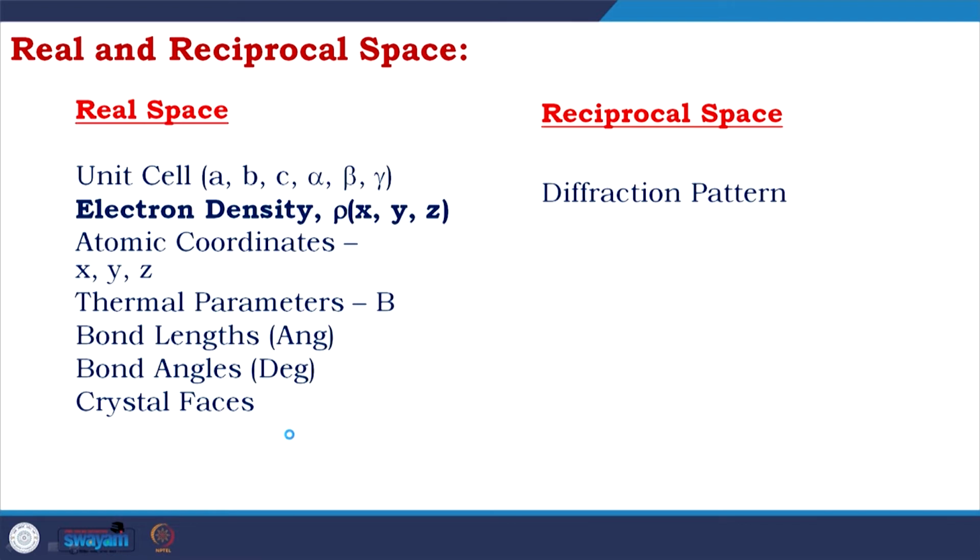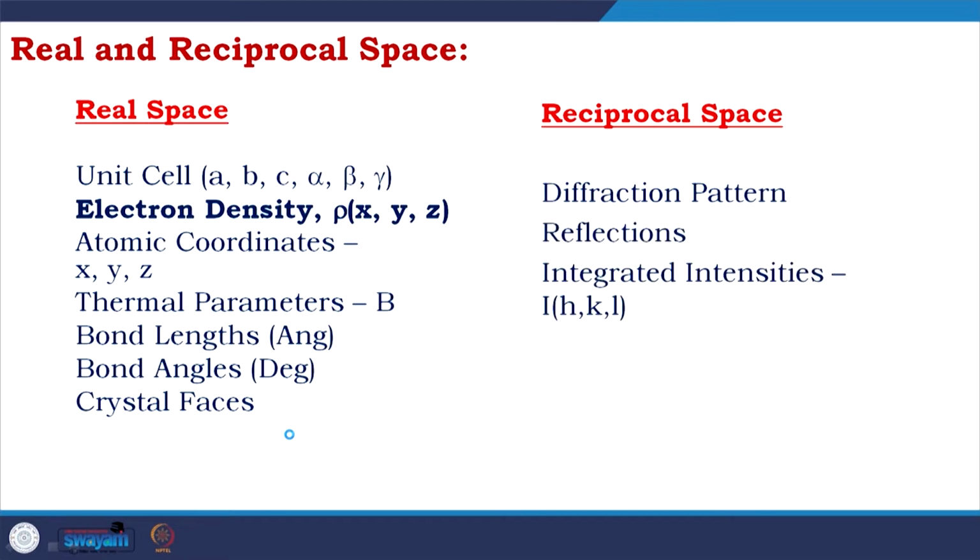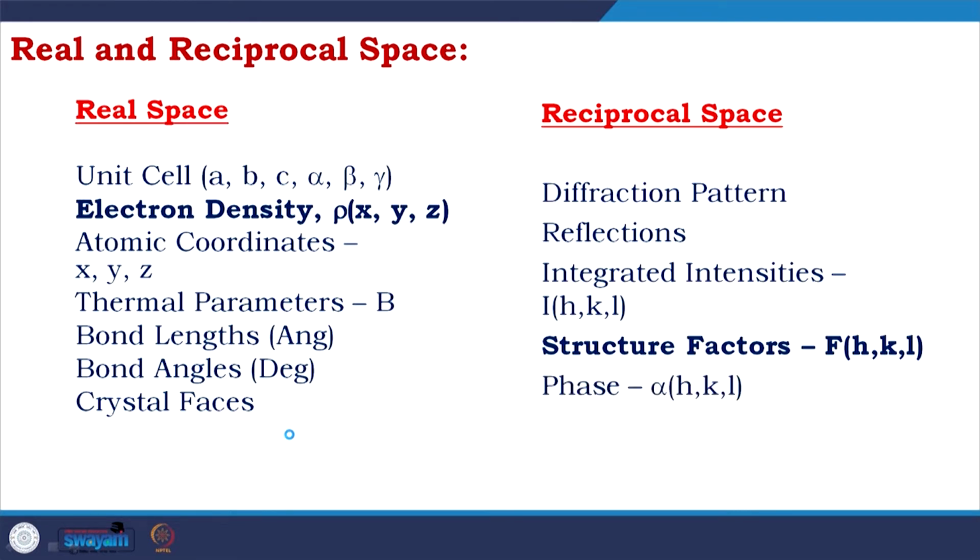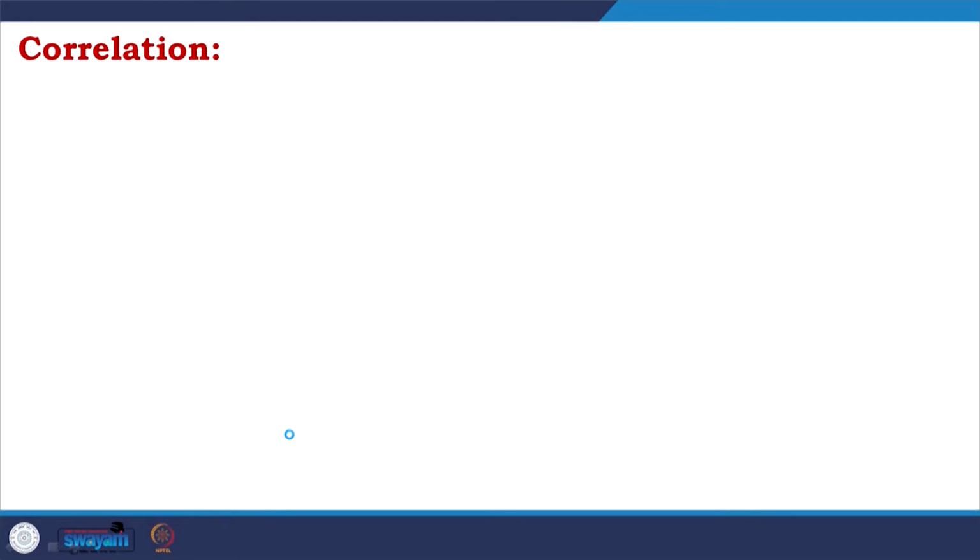Whereas from the reciprocal space we get to know about the diffraction pattern, reflections, integrated intensities which is I(hkl), structure factors F(hkl), and phase alpha(hkl). I would also like to talk about some correlation.